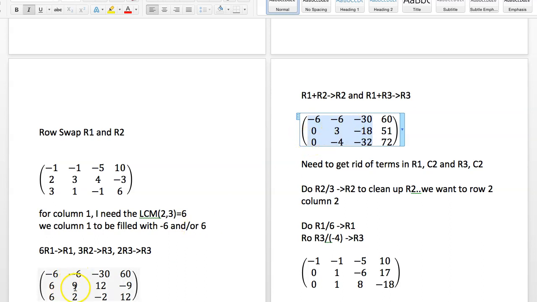Now, -6 plus 2 is -4. -30 plus -2 is -32. And then now the collateral damage, you still have to add the solution column 2. It's no exception. 60 plus 12 is 72. You have to add the solution column as well.